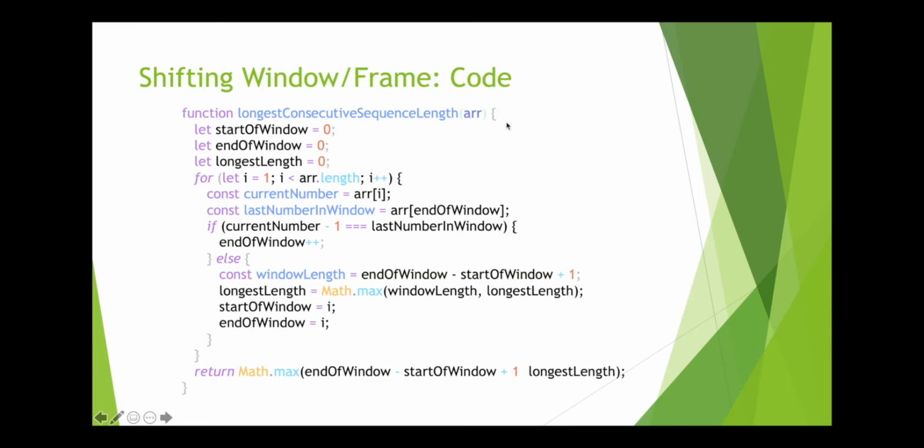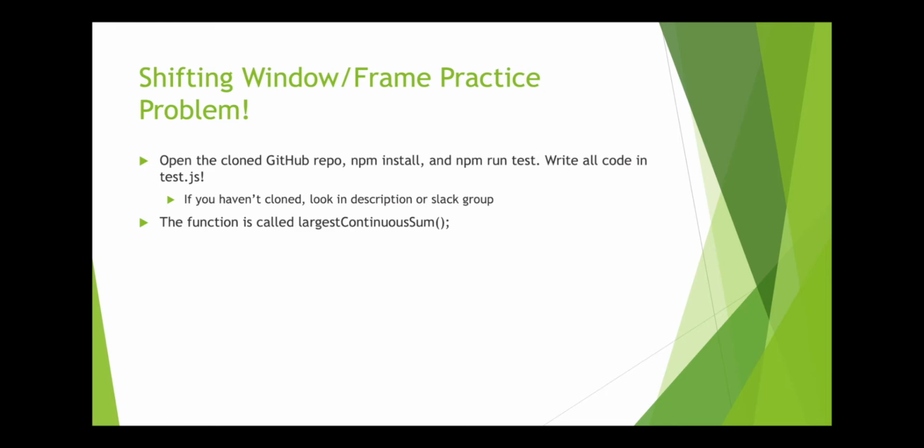Okay, cool. So now I'm going to introduce a problem for you guys to practice. And basically, just to get you guys started again, especially for those in the VOD that may not have watched part one, I want you to open the cloned GitHub repo, npm install, npm run tests, and then write all your code in test.js. If you haven't cloned yet, look in the description or in our Slack group. And the function that you basically want to write all your code in is going to be called largest continuous sum. And again, it should be in test.js.